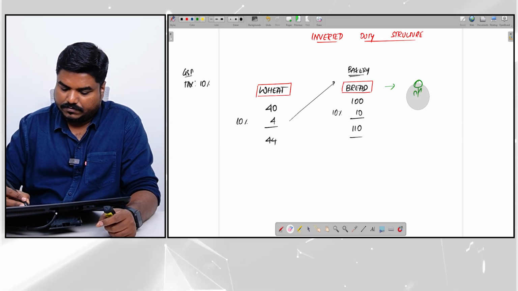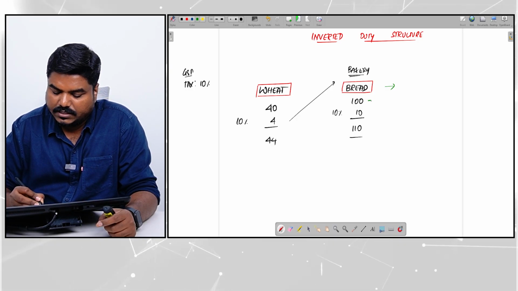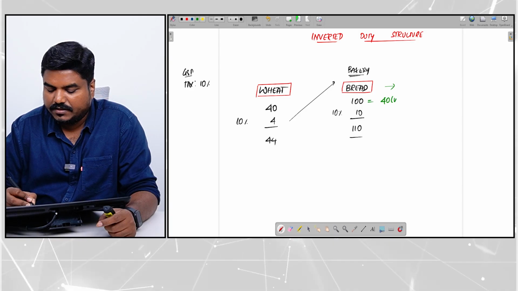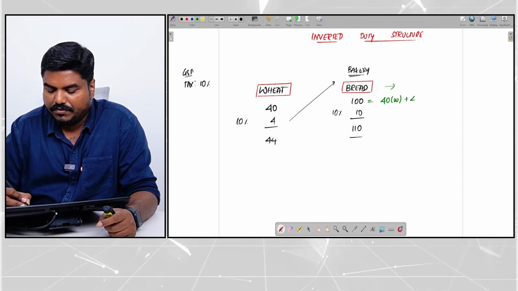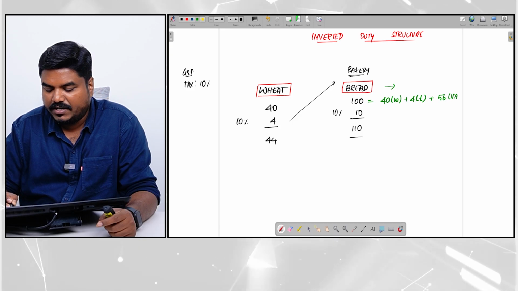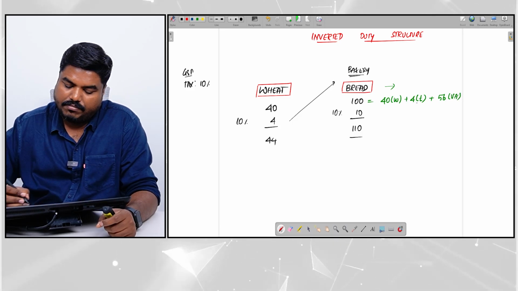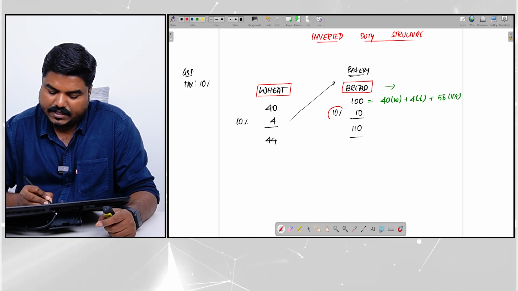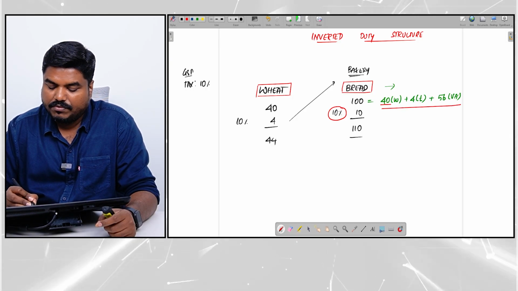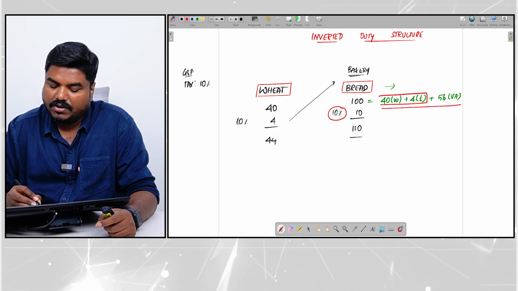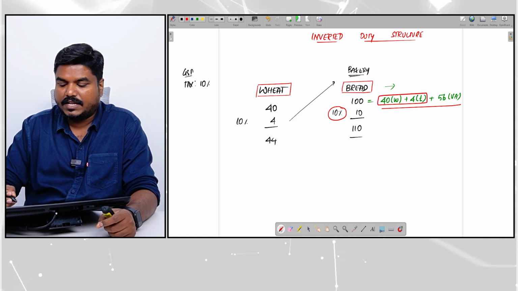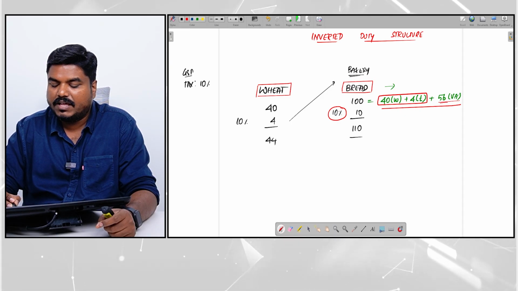Now this 100 rupees is nothing but 40 rupees worth of wheat, for which 4 rupees of tax is already paid, plus 56 rupees of value addition. Now by imposing 10% tax on this entire 100 rupees, we are imposing the tax on the part for which tax is already paid, which is not correct. So tax has to be imposed only on the value added part.